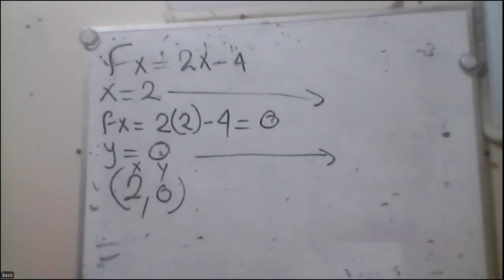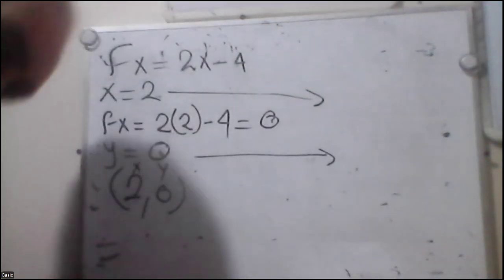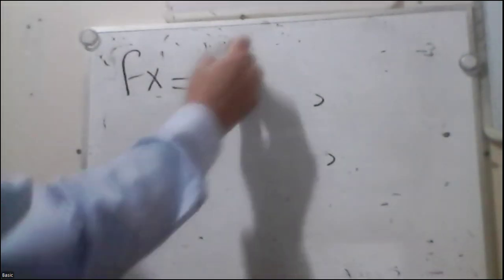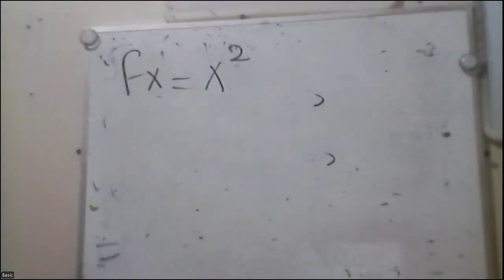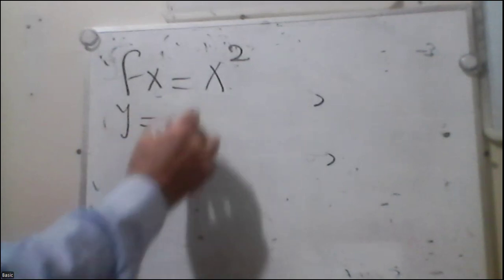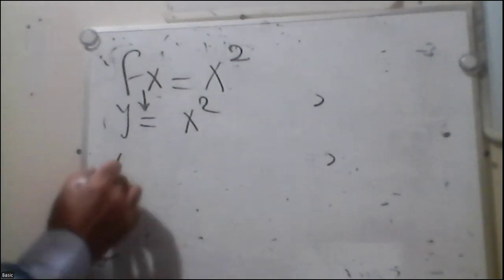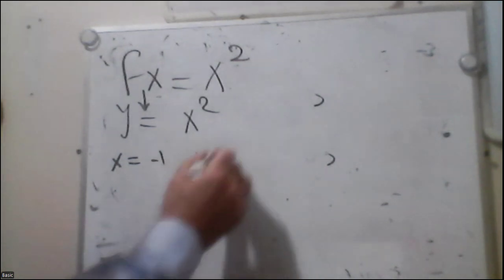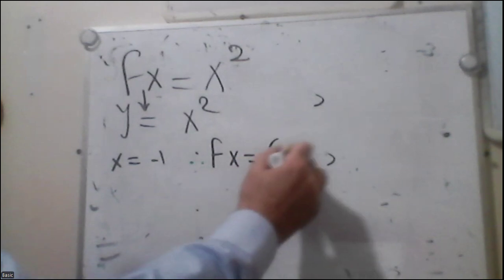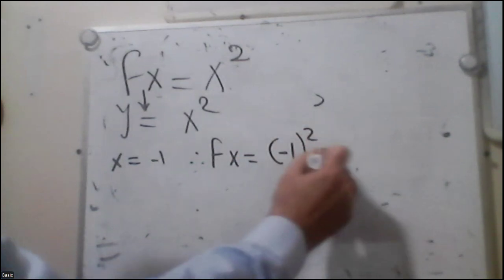If I say fx will equal x squared, this is y. We consider y will equal x squared, because fx we can replace with the word y. Suppose now when x equals minus 1, then fx will equal minus 1 all squared, that will give me 1.